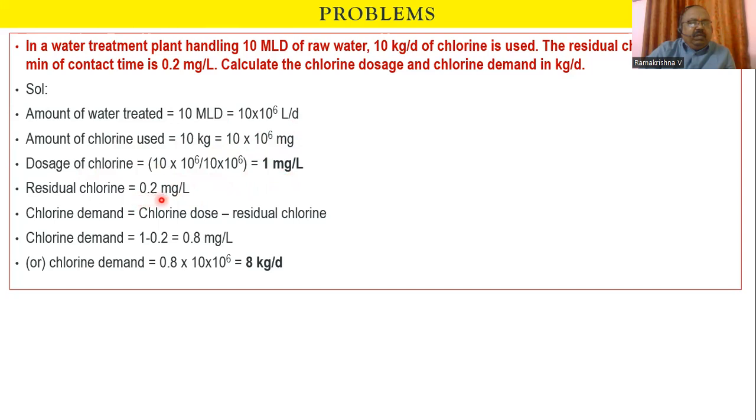Residual chlorine is 0.2 milligram per liter. So chlorine demand is chlorine dosage minus residual chlorine. So 1 milligram per liter is the applied dosage and 0.2 is the residual. So demand is 0.8, and this should be multiplied with the amount of water treated, 10 mld, and ultimately you're going to get chlorine demand as 8 kilograms per day.